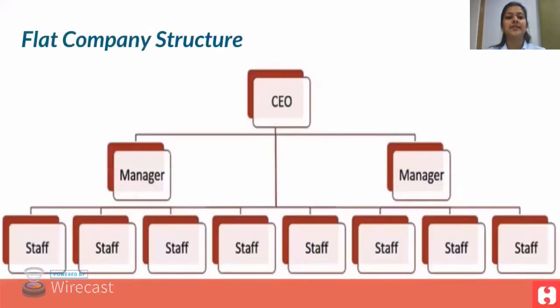Now this is a chart depicting a flat company structure. So here, as I already mentioned, there would be a CEO of the company, the Chief Executive Officer, and then there would be some managers who would be reporting to the CEO, and the other staff members or the other employees who would be reporting to the manager. So here the focus is on empowering the employees.